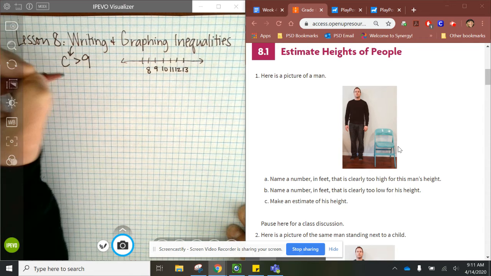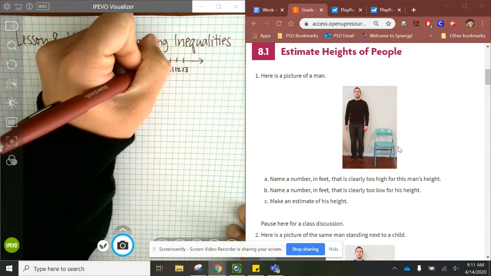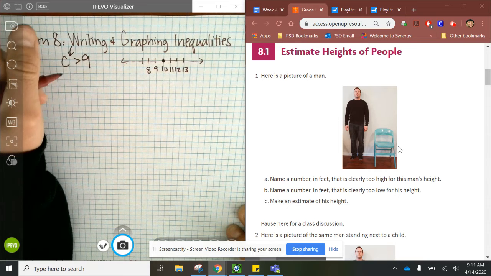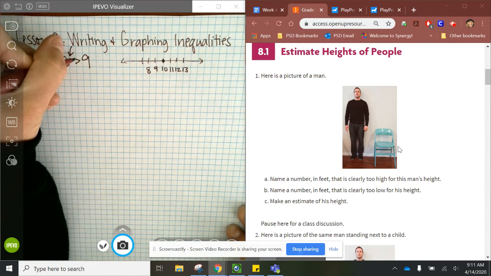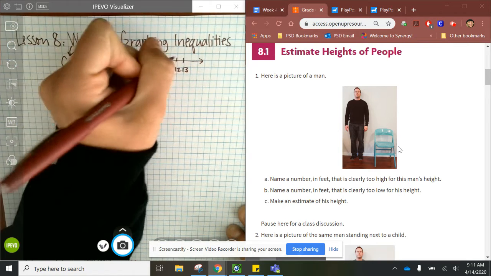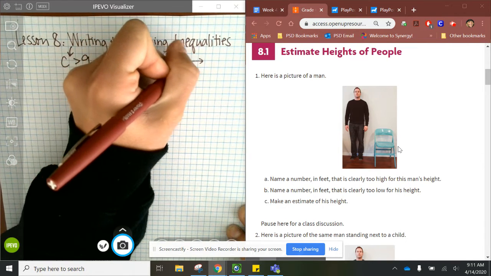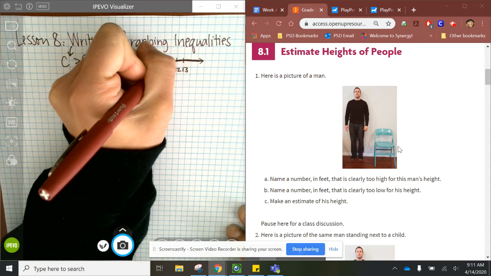So let's think of some numbers that would be true if C were their value. Like if C was 10. 10 is greater than 9, so that's a possibility. So 10 is true. What about 11, 12, 13, right? You'll probably start to get that anything greater than 9 makes this true. So what we can do is shade in.